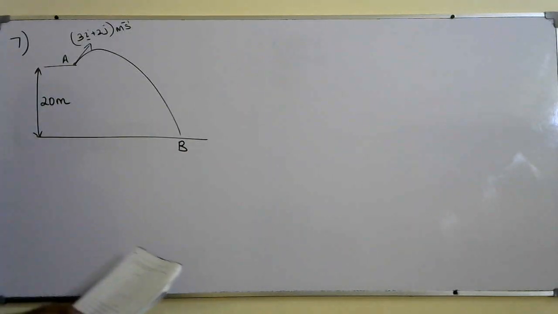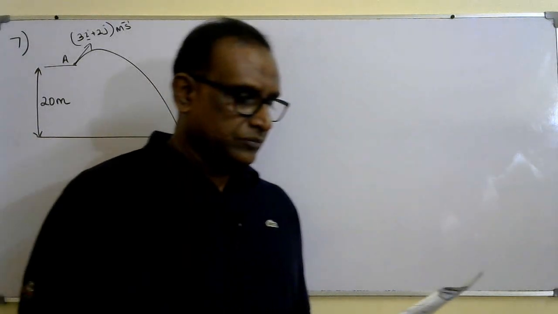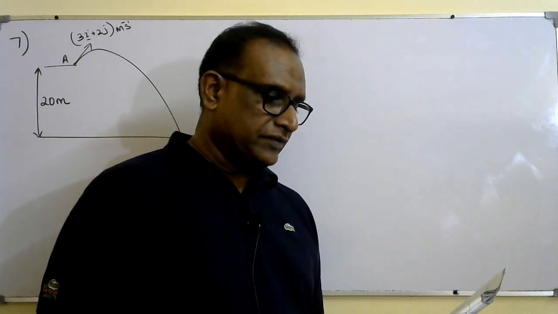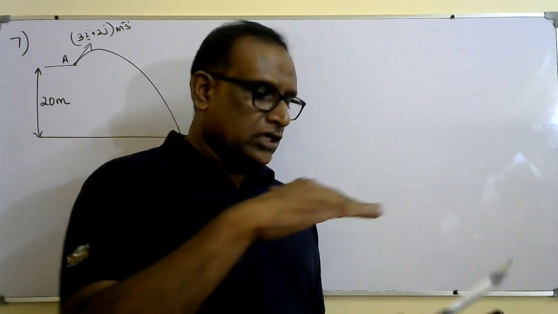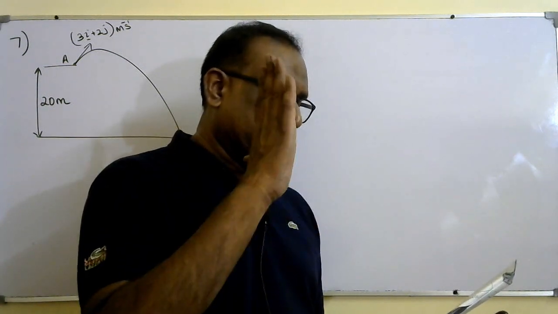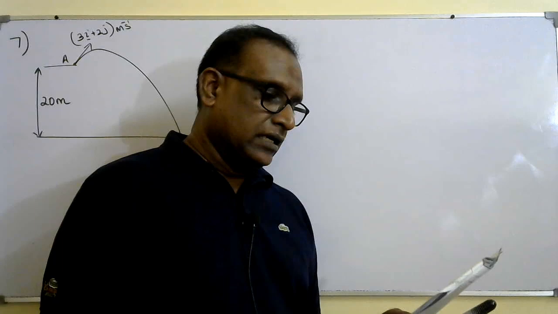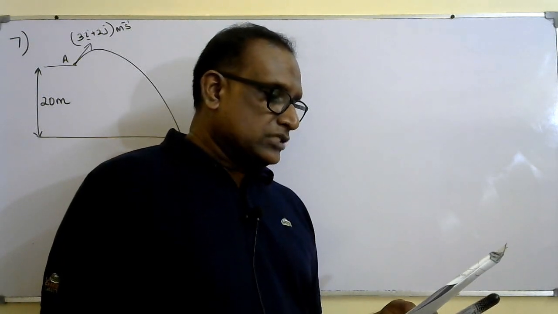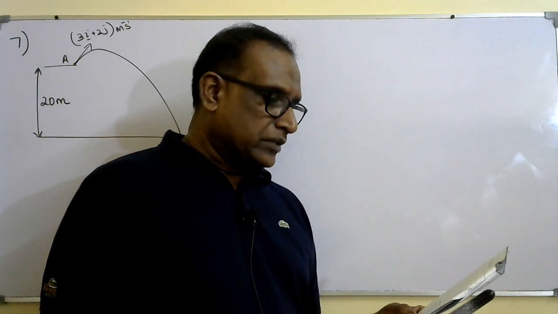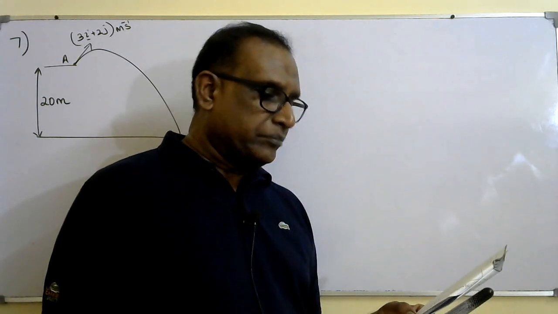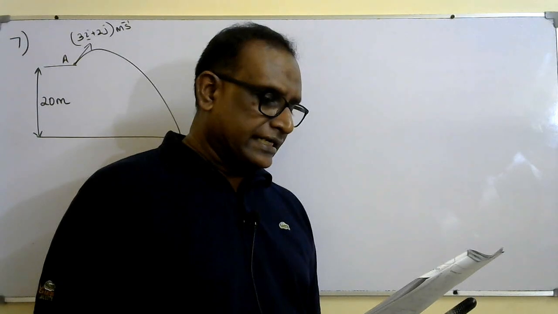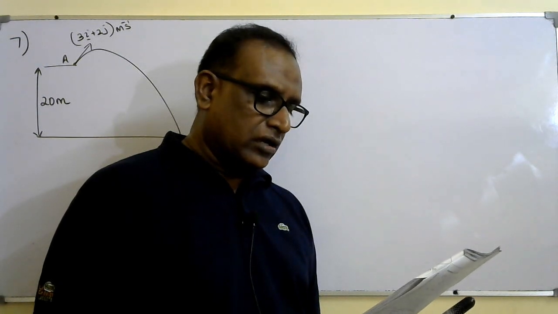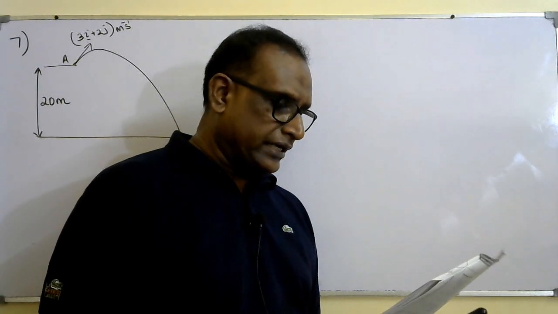Okay, question number 7. This diagram is given. It's on projectile motion. A small ball is projected with the velocity 3i plus 2j. That means the initial velocity has a horizontal component of 3 meters per second and a vertical component of 2 meters per second. The point A is 20 meters above the horizontal ground. The ball hits the ground at point B as shown in the figure. Model the ball as a particle. By conserving energy, find the speed of the ball at the instant immediately before it hits the ground.